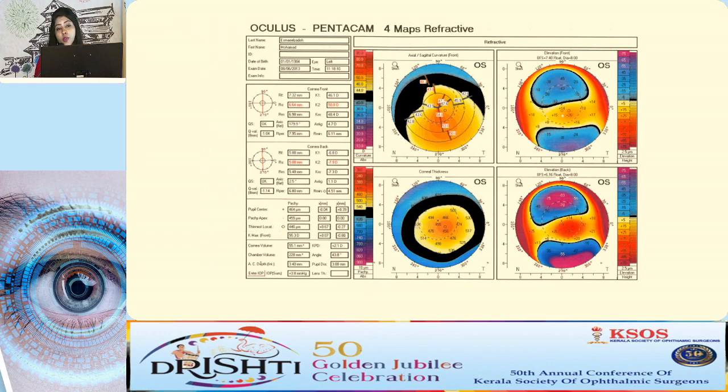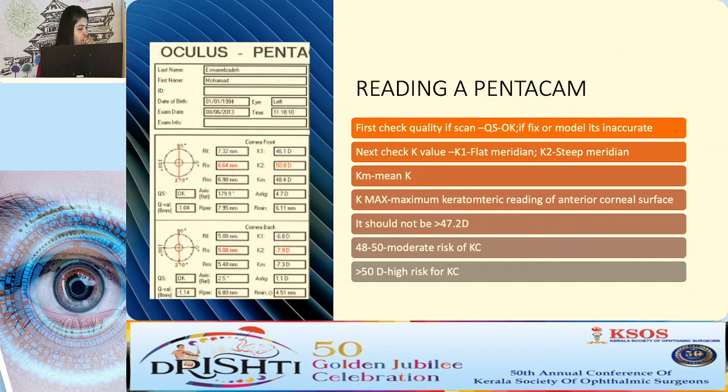So this is how you get the map of a Pentacam. You have a chord map similar to the OBSCAN itself. Then on the left hand side, you have a set of values. So first you have to check the quality of the scan. The quality is given here. Can you see here? QS. The quality has to be okay. If it is in the color red or yellow, then the quality is not okay and you are supposed not to read that scan.